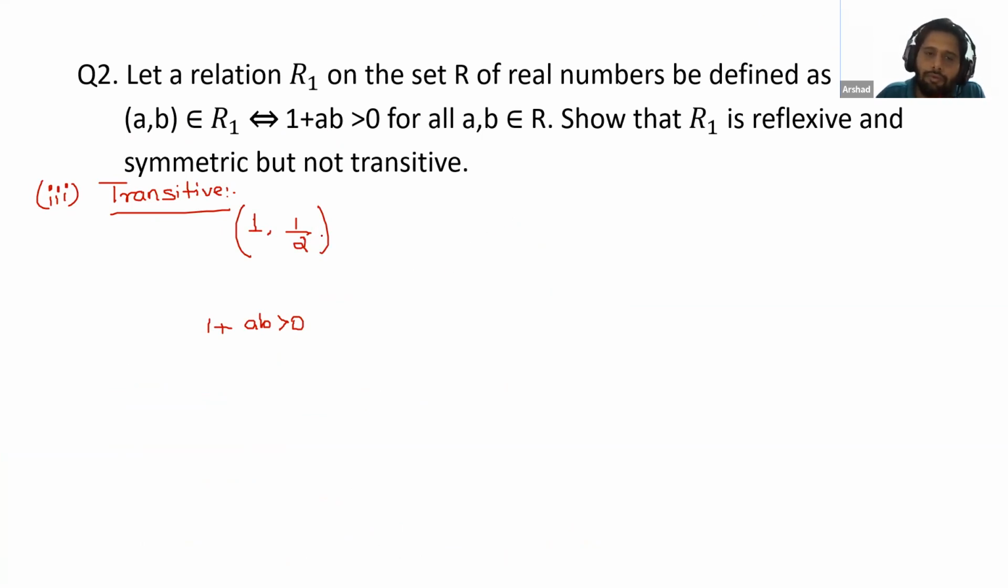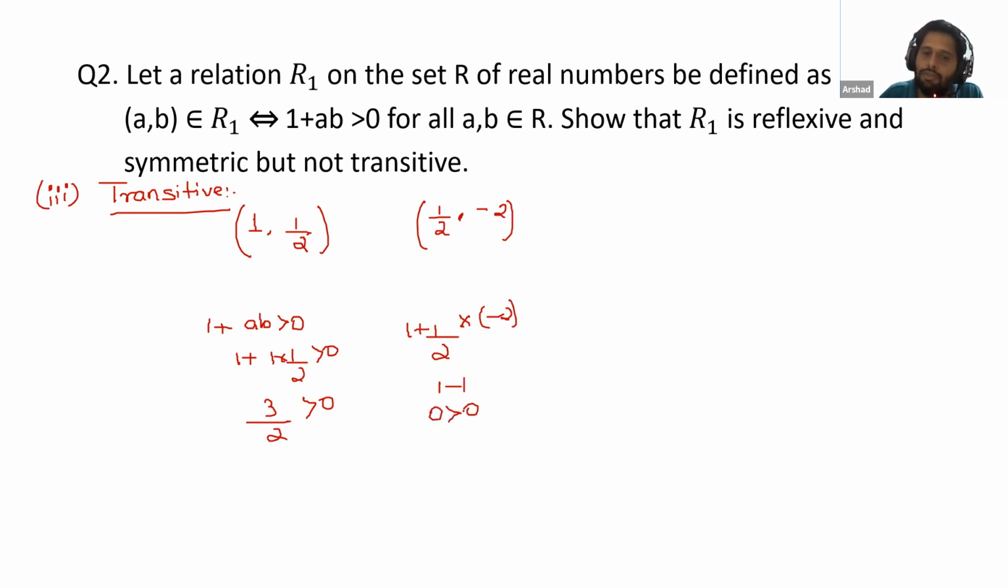Okay. So if we will take a half here, then this will satisfy this equation. Yes. 1 plus 1 into half will be greater than 0. This is correct. If you will solve it, you will get 3 by 2. Next, again, if you will take 1 by 2, we need to take an example for which this is not transitive. So if you will take 1 by 2 comma minus 2, then will that satisfy your equation? No. 1 plus half into minus 2 will give you 1 minus 1, which is 0. 0 is not greater than 0. So this example is not correct.